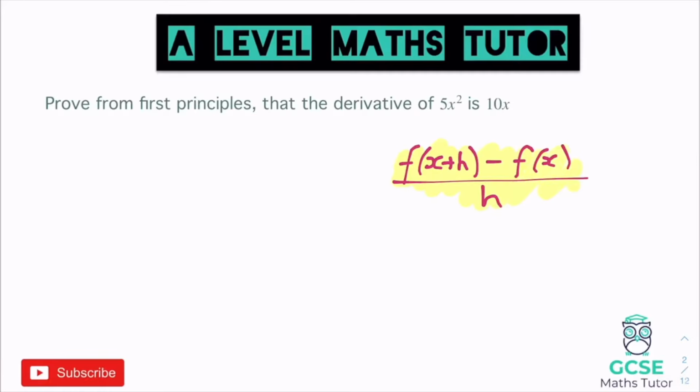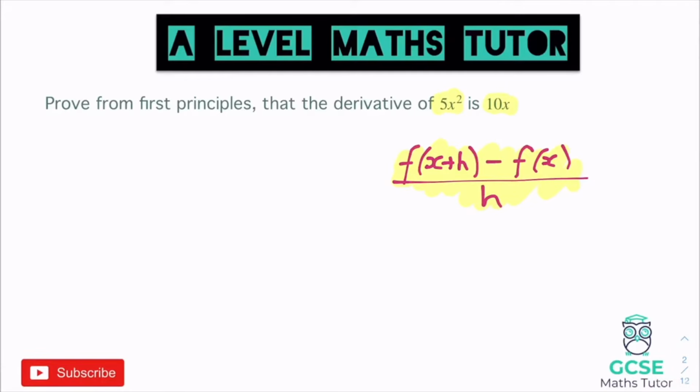Okay, in this particular question our function of x is 5x squared, and we're going to show that it goes down to 10x. So there we go. Obviously if you're going to have a go, pause the video there and see what you get, but otherwise let's carry on with this question. Okay, so this time our function of x is 5x squared.